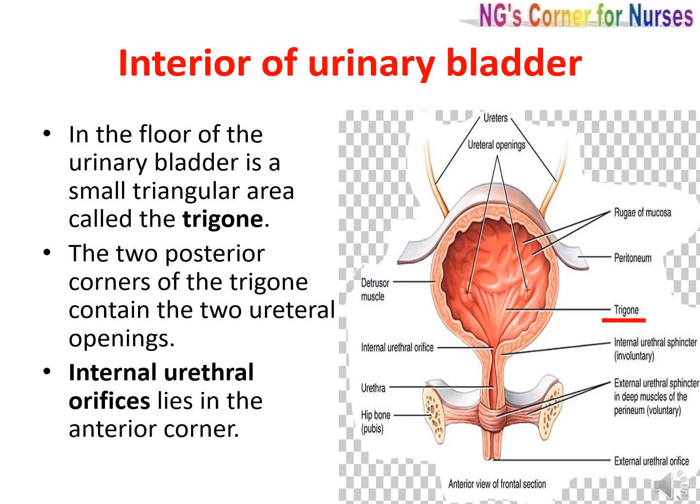The apex of the trigone is directed downwards and forwards. The internal urethral orifice opening into the urethra is located here. That means the anterior corner of the triangle. And the ureters open at the posterolateral angles of the trigone. That means two posterior corners of the triangle, and their openings are 2.5 centimeters apart in the empty bladder and 5 centimeters apart in a distended bladder.